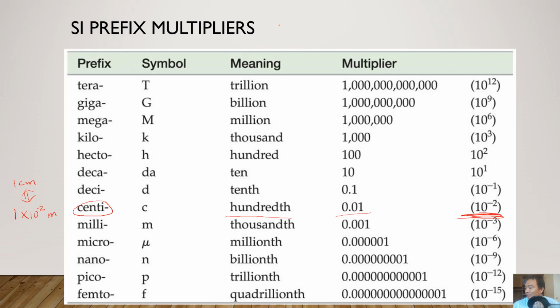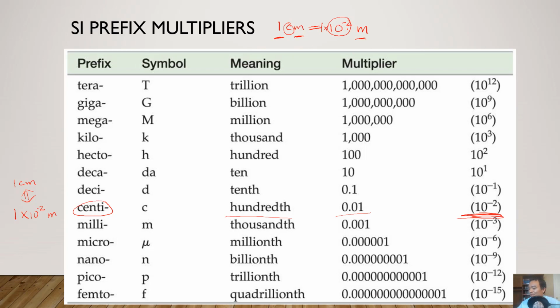So let me rewrite. 1 centimeter equals 10 raised to negative 2 meter. 1 is the same, meter is the same, right? So this c is the same as 10 raised to negative 2. That's how you can avoid making mistakes. All right, you have to memorize all of this.